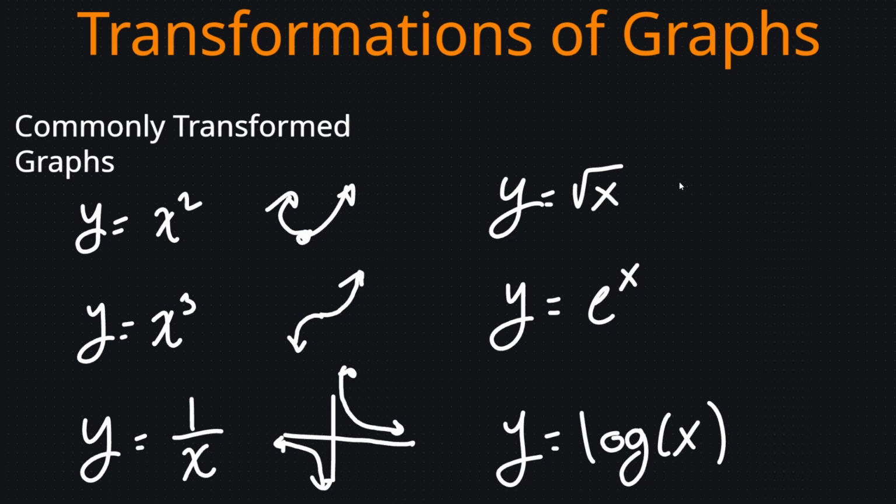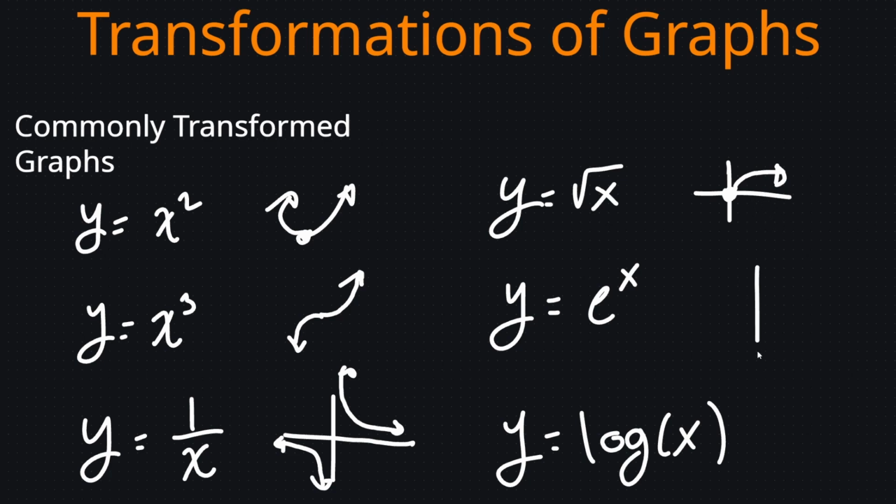For the y equals square root of x graph, that's actually a parabola just on its side. And notice there is no negatives. You can't have a negative inside the square root. So it's going to look something like this. If I have a little graph, it starts at the origin and it goes off and to the right. So it's like a parabola on its side with no bottom part.